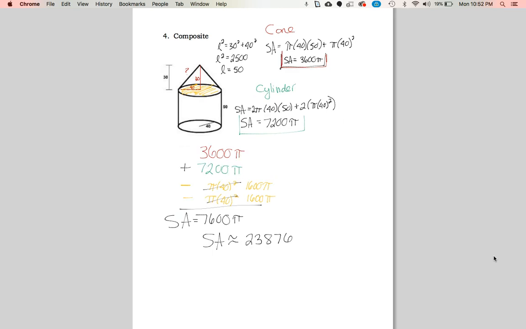All right, so that concludes the surface areas for cones. We have one more section left. Make sure you guys take a look at the exit ticket. Attend the office hours. Make sure you're being responsible and you're getting in contact with me if you need any help.